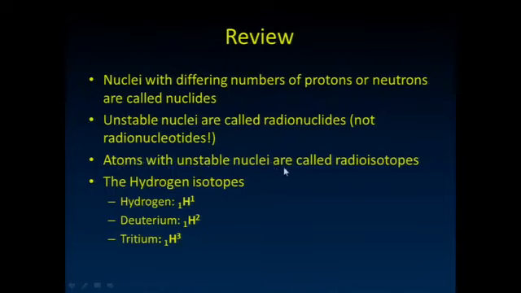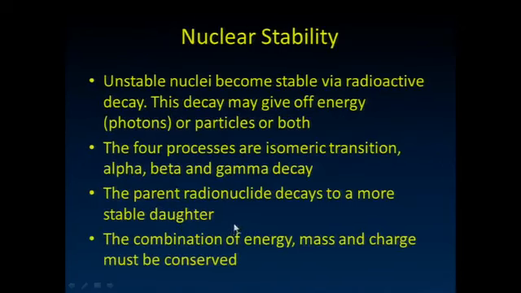Atoms with unstable nuclei are called radioisotopes. So here are some of the hydrogen isotopes, right? The deuterium, tritium, there. So unstable nuclei become stable via radioactive decay.